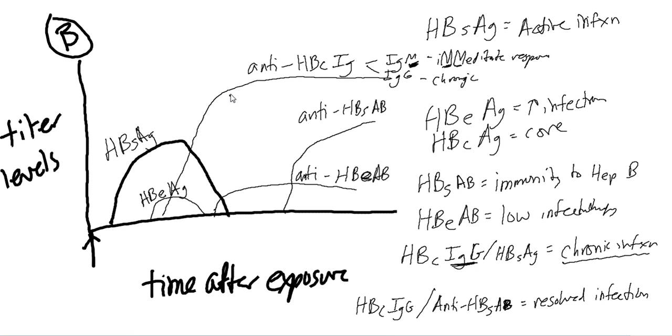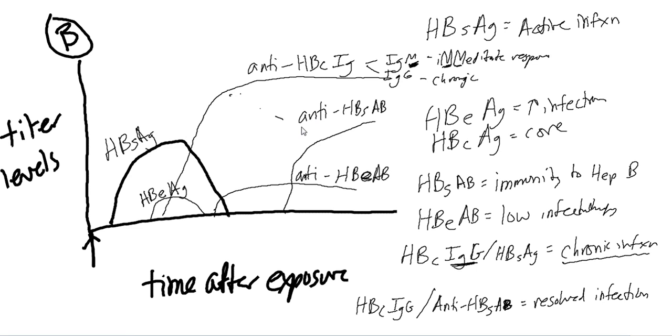The IgM will decrease while the IgG will continue at a high titer level. Now, eventually your body's also going to say, hey, I see this E antigen. Well, let's produce some anti-E antibodies, so some antibodies against E. So that's where this titer level comes in.